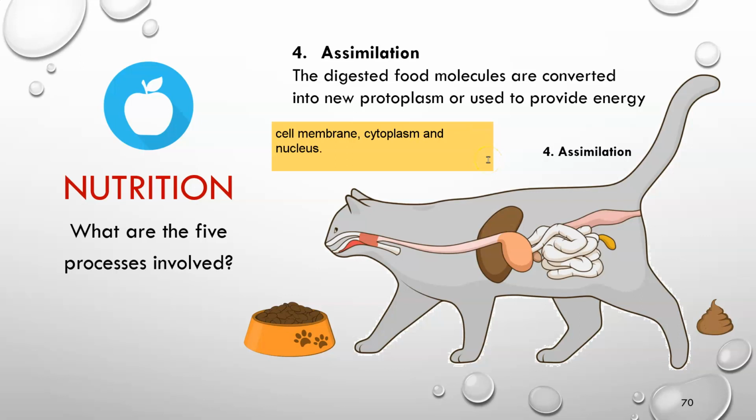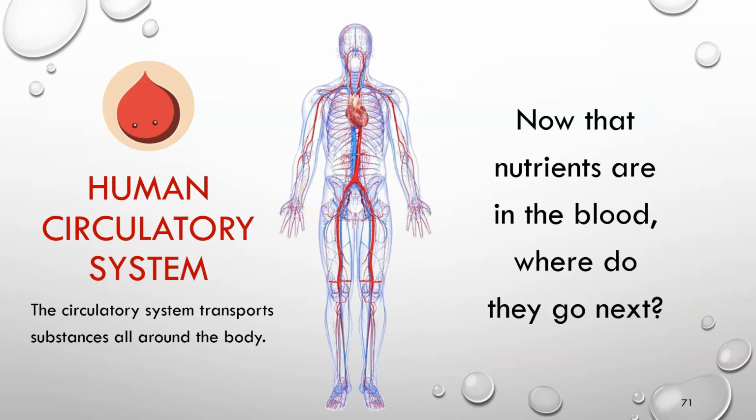Okay, now let us talk about the nutrients. Once we have absorbed the nutrients into our blood, where do they go next? Okay, we know that the human circulatory system will transport substances all around the body, but there's actually a very specific process for nutrients.